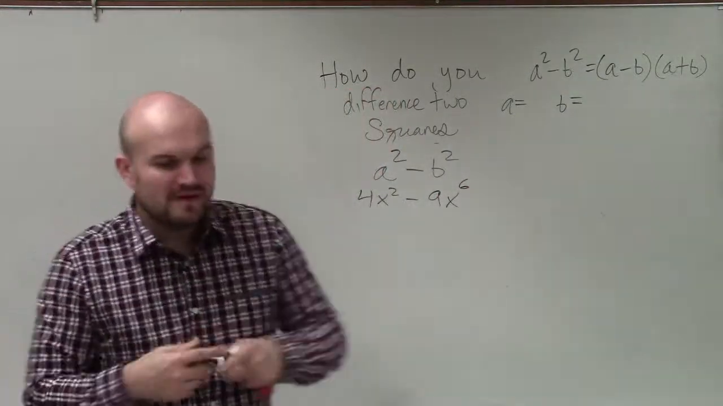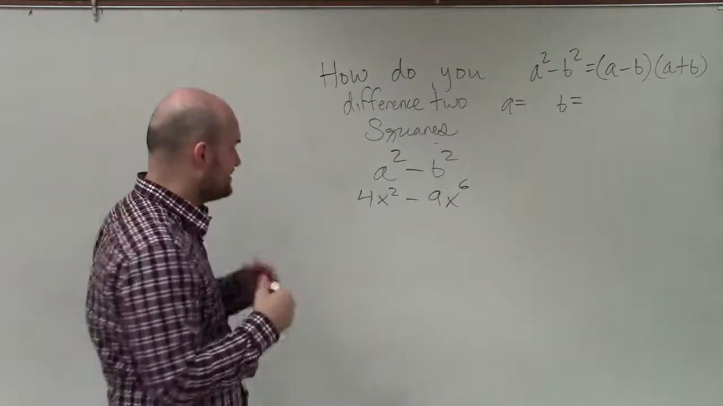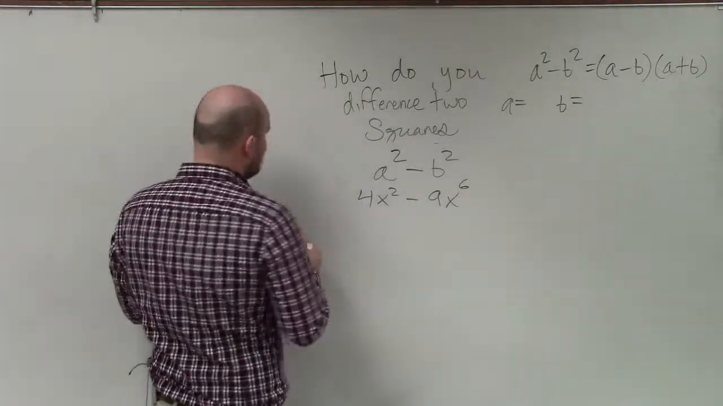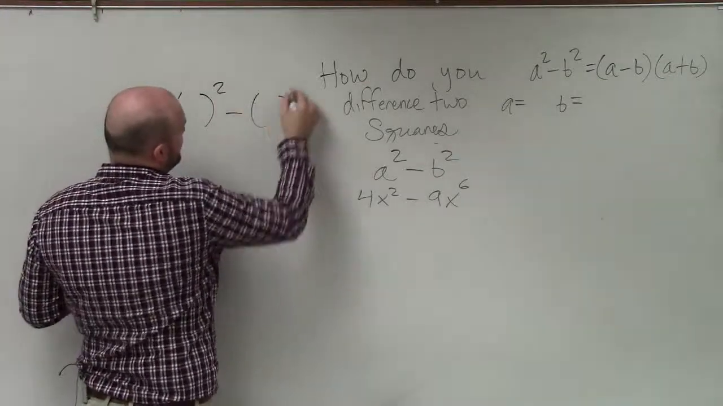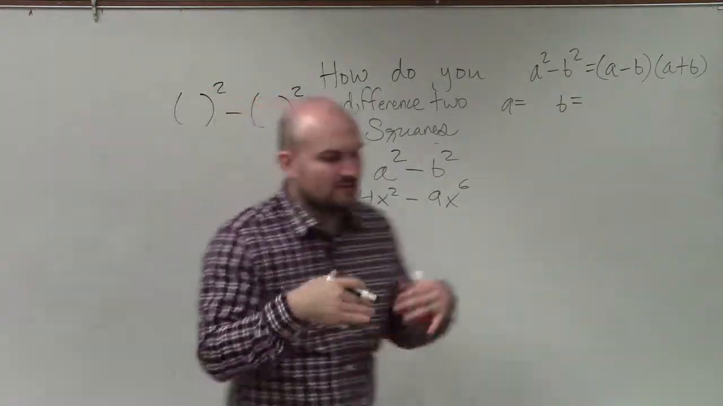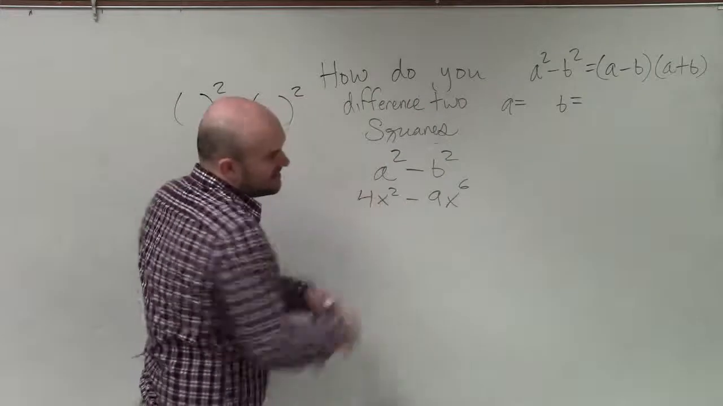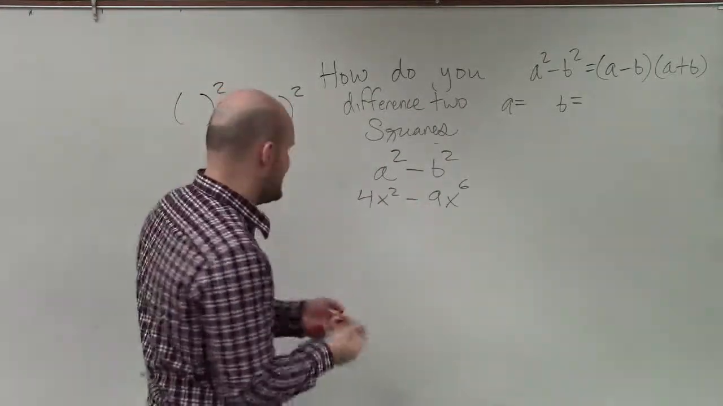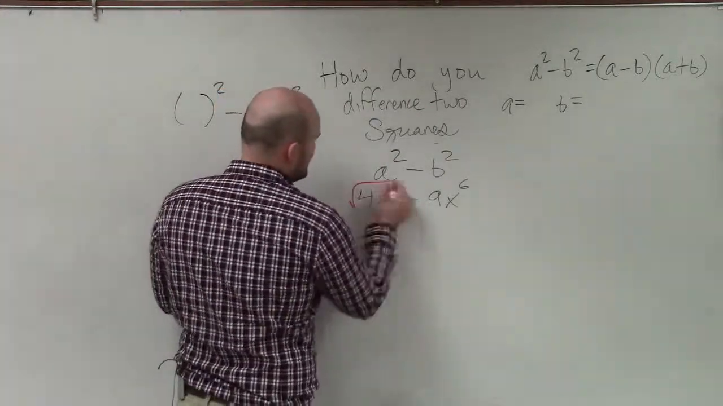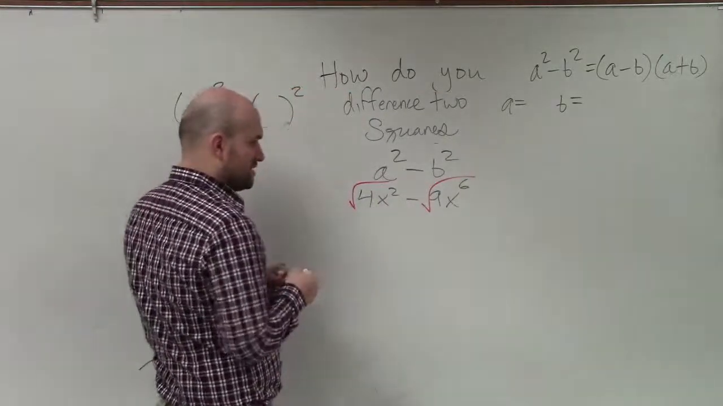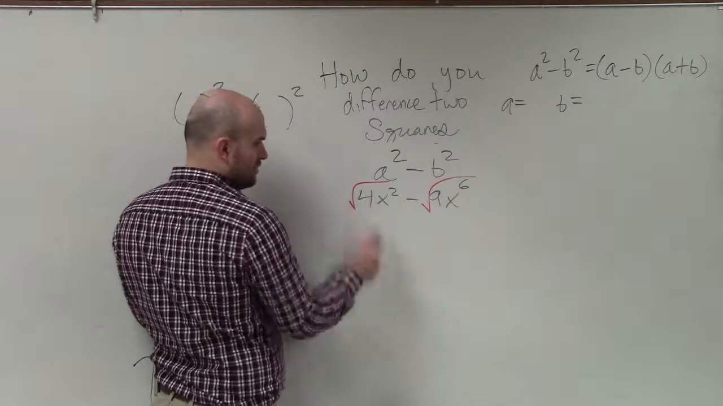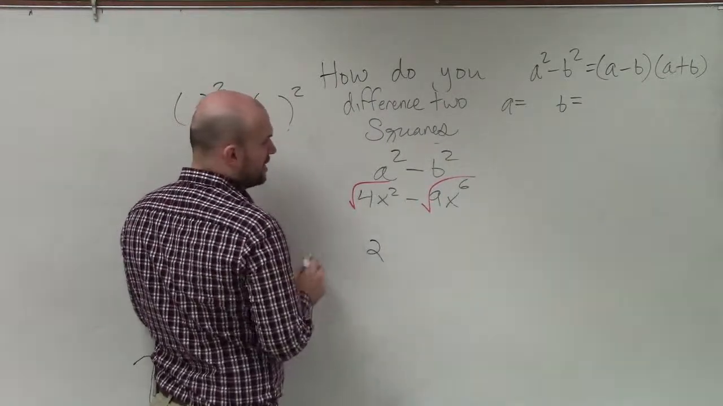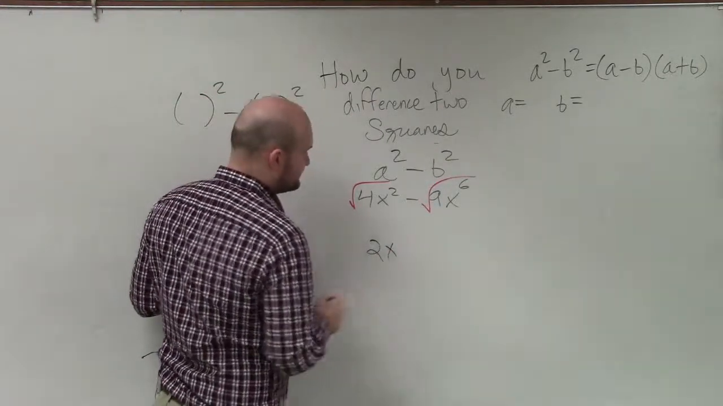Okay? If I wanted to solve this by difference of two squares, basically what I need to do is take this into two terms that are squared. So I need to rewrite this as a term that is squared. To do that, I'm going to take the square root of both of these terms. Now, the square root of 4x squared, you're going to do these separately. The square root of 4 is 2. The square root of x squared is just x.